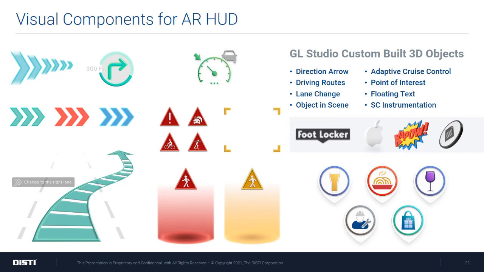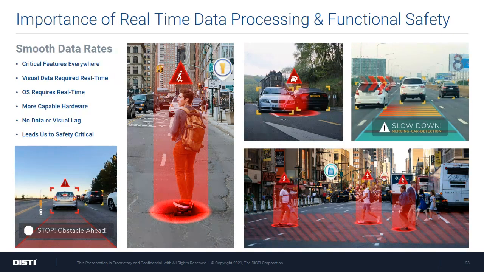So when you look at a tool like ours, like our GL Studio tool, you can really create any of these 3D components, embed them into the scene, attach data to them, be able to scale them, move them around in 3D space, such that you really have anything you need in the UX and UI design tool bag to be able to build your content up into 3D space. And then when we take a look at taking that content into the real world, a lot of this comes down to your real-time data processing and your functional safety strategy.